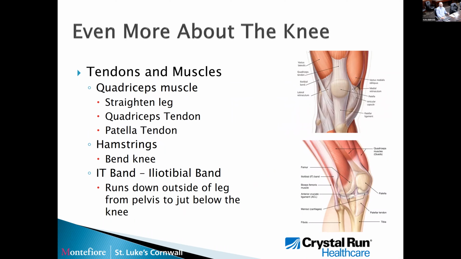A little bit more, just go to the next layer of things here. So the tendons and the muscles, the primary muscle in the front of the knee is the quadriceps muscle. It helps to straighten the leg. And then the quadriceps tendon, which is what attaches to that, and the patellar tendon, which attaches the kneecap, or the patella, down to the shin bone. And then the hamstrings are the muscles and then tendons in the back of the knee. Those are the ones that bend the knee. And then the iliotibial band, which is a long tendon that runs actually from the top of the pelvis to just below the knee.